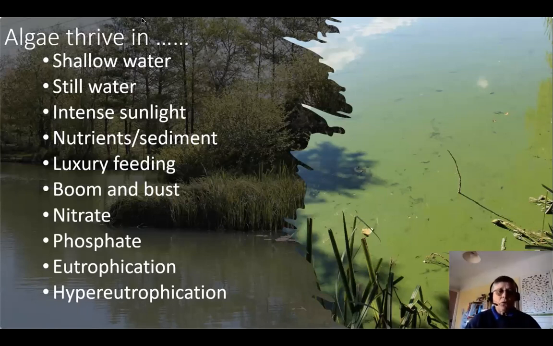So where we're talking about hypereutrophication, we really are talking about a large concentration of both phosphate and nitrate in the water, leading to algae blooms, and certainly in many areas on lakes, nature reserves, hypereutrophication is actually the biggest problem rather than eutrophication.